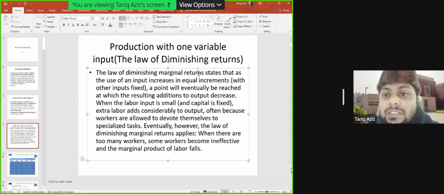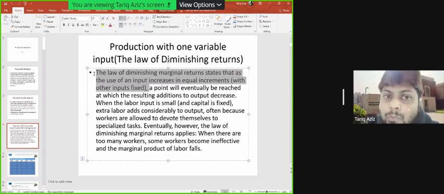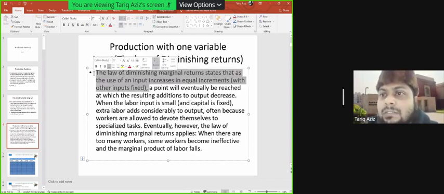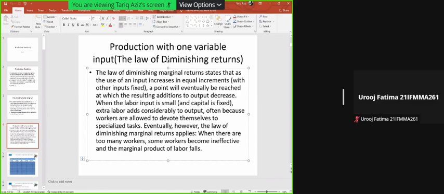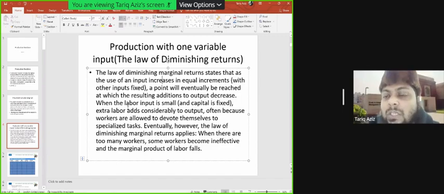The law of diminishing marginal returns states that as the use of an input increases in equal increments with other inputs fixed, a point will eventually be reached at which the resulting additions to output decrease. In this example, the land is fixed, but we are increasing the labor. After a certain point, the total output will become constant, then it will start decreasing. So the contribution of an additional input will become negative.